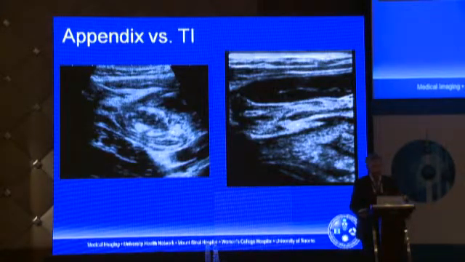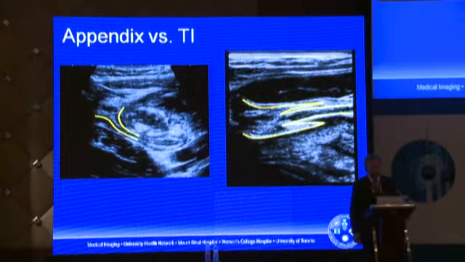Now, a little bit about the ileocecal valve and the appendix. So there's the cecum, there's the appendix, same patient, there's the cecum, there's the terminal ileum. If you look at how the appendix comes off the cecum, there is no valve. If you look how the terminal ileum comes off the cecum, there's a valve. That can be very helpful if you're unsure about what you're looking at. Because in the ideal situation, you want to try and scan the entire appendix.